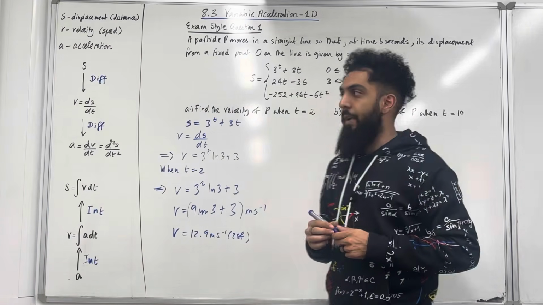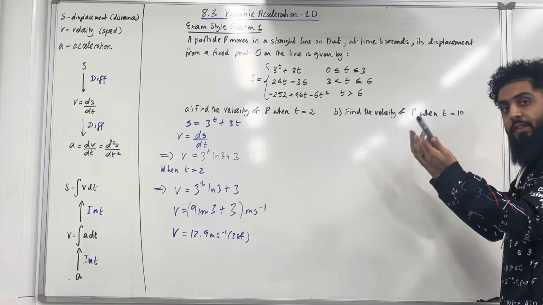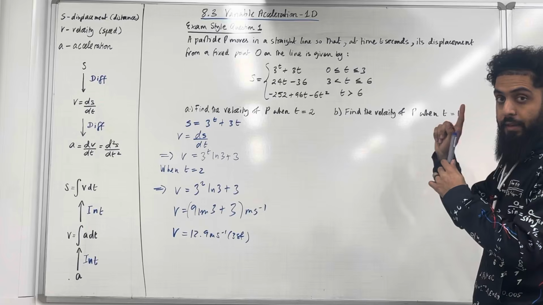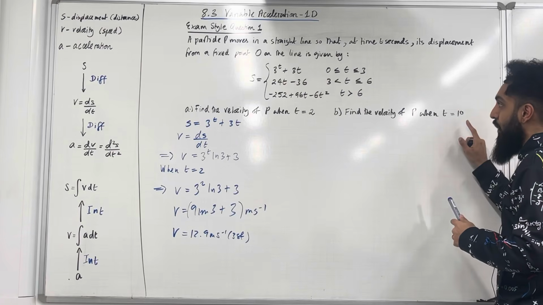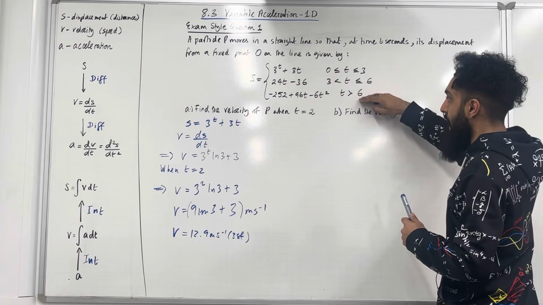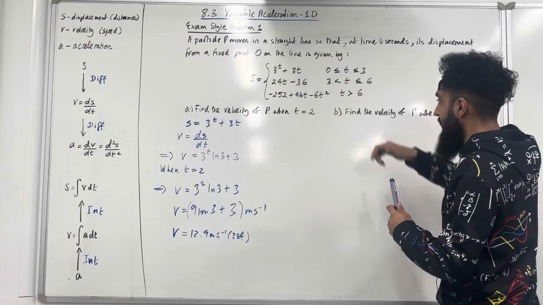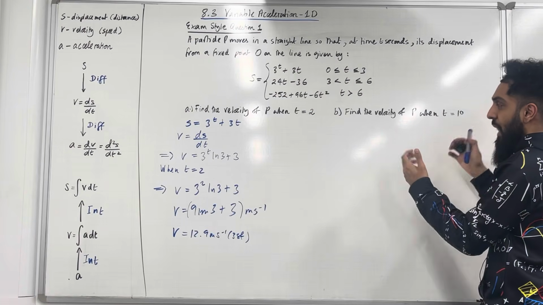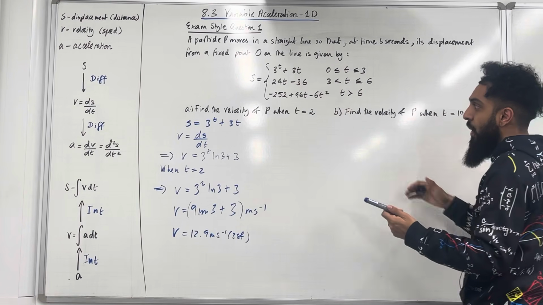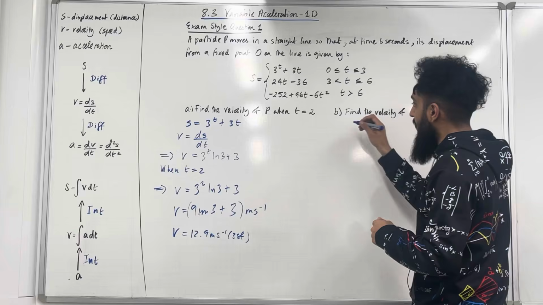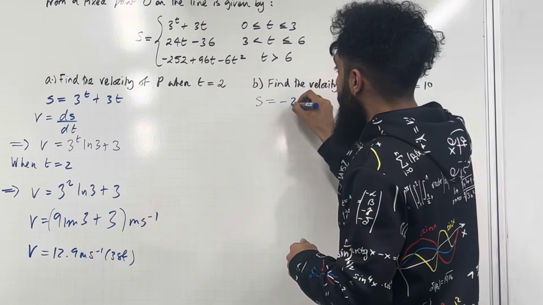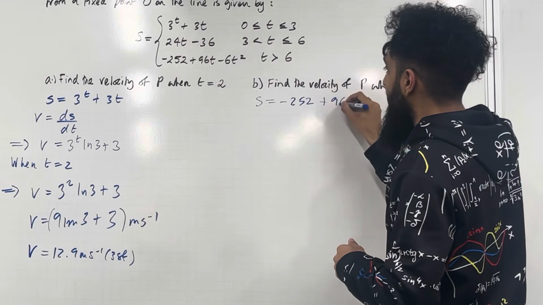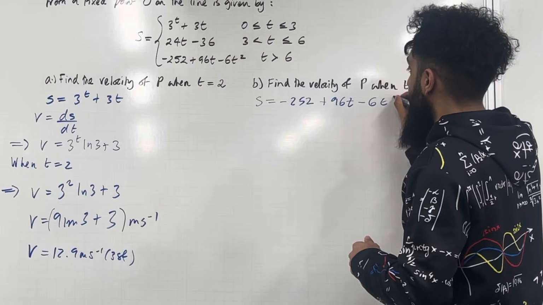Let's move on to part B. Find the velocity of P when t is equal to 10. Now t equal to 10 falls in the third interval for time. T is more than 6. So the displacement equation that we have to use for the particle P now is the third one. S equal minus 252 plus 96t minus 6t squared.